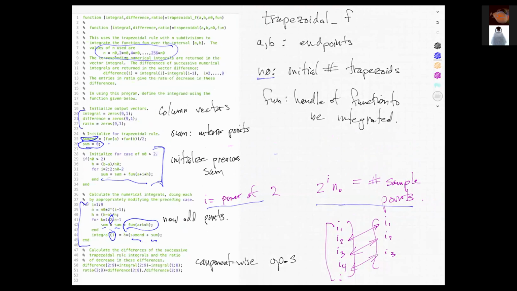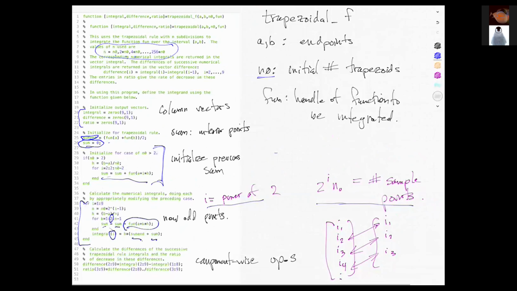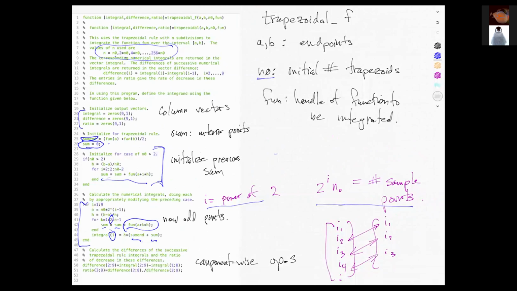And this is actually quite easy to do in MATLAB. You don't need a for loop or anything to do it for multiple values. You just do component-wise vector operations. So for example, the difference vector is supposed to record the difference between successive approximations of the integrals. Your integral vector is going to look like this.